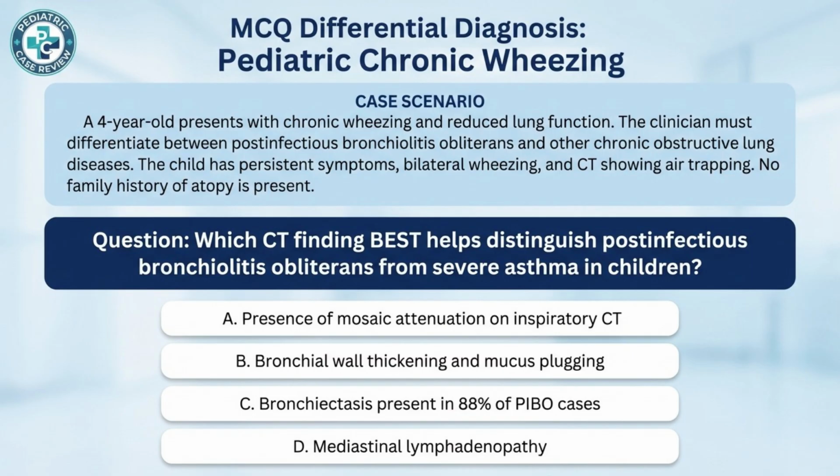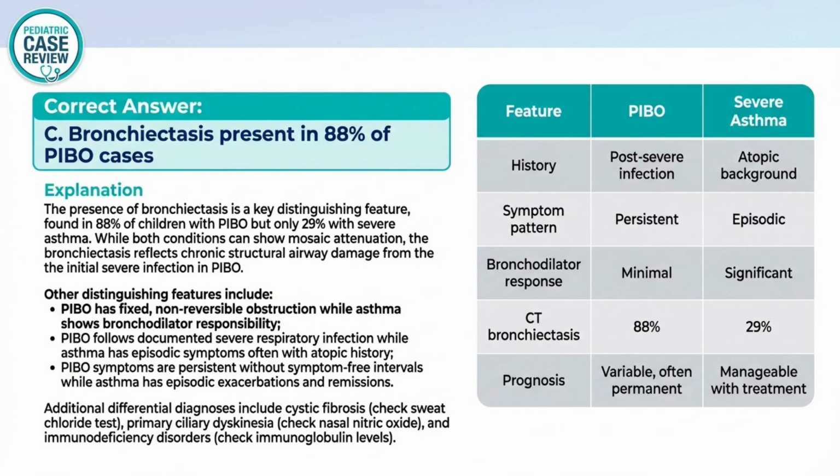Option 3. Bronchiectasis present in 88% of cases. Option 4. Mediastinal lymphadenopathy. The correct answer is option 3. Bronchiectasis. The comparison table highlights that bronchiectasis, which reflects chronic structural airway damage, is present in 88% of children with post-infectious bronchiolitis obliterans, compared to only 29% with severe asthma. A history of severe infection and a lack of bronchodilator response further separate this condition from episodic asthma exacerbations.